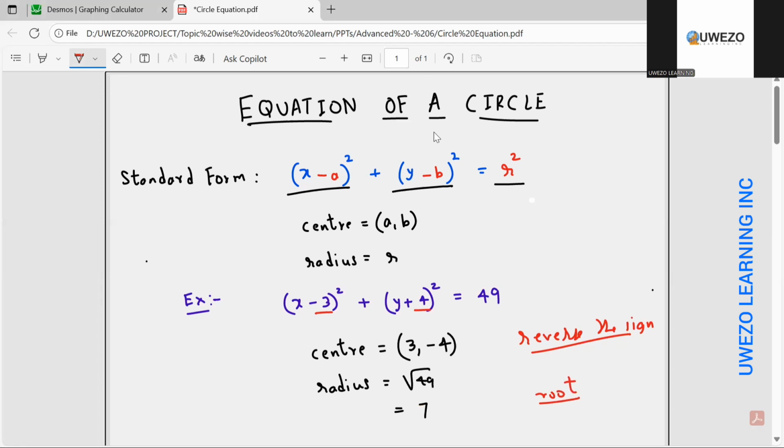So these are the two processes which we need to remember to find the center and radius of a circle equation when given in the standard form.